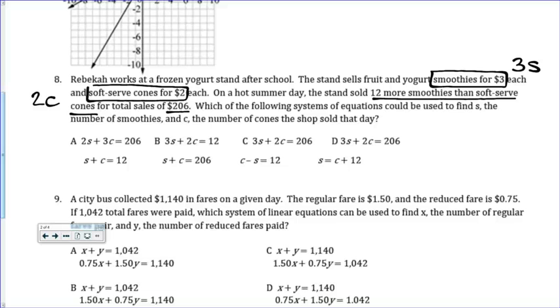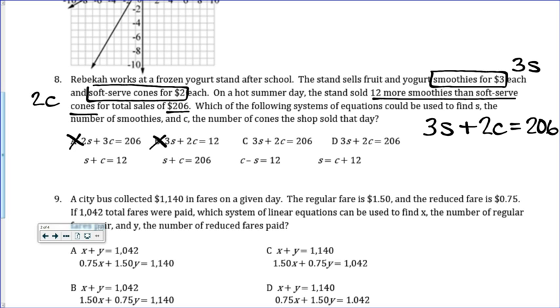Which of the following systems of equations could be used to find S, the number of smoothies, and C, the number of cones sold, the shop sold that day? If you're looking in terms of money, because that's our first equation, smoothies are $3, so we have 3S, plus the cones were $2 each, and they sold a total of $206. Looking through your first system, we can cross out A and we can cross out B because those don't match the first one.